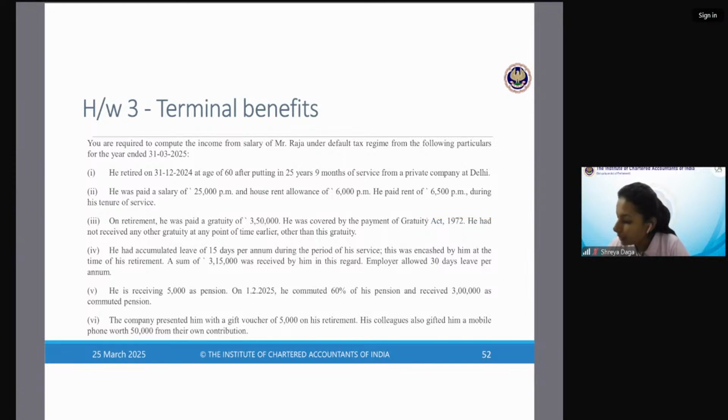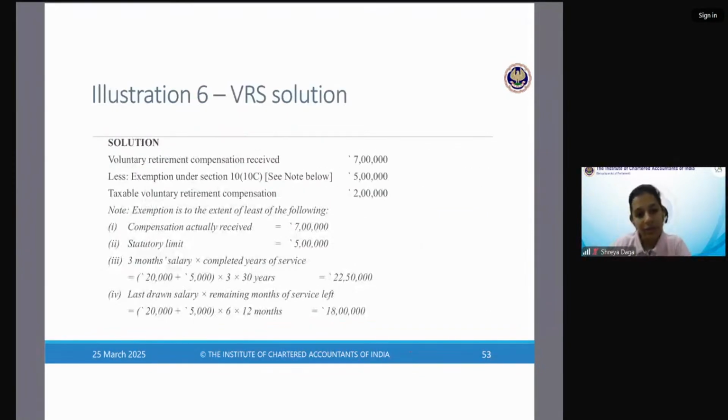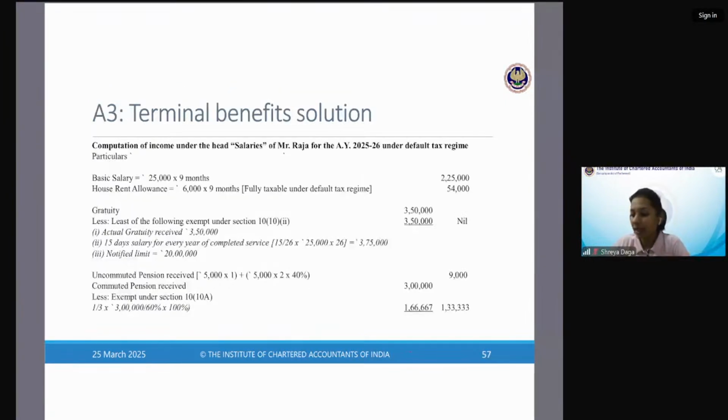Ma'am, if it would be a gift from a relative, then it would be exempt. Yes, this you are saying from the knowledge you may have gained otherwise, but this has also come from income from other sources. A gift from a relative is not taxable. This knowledge is also not salary head knowledge. It is coming from income from other sources. When you do that chapter, you will understand. Okay. So this is the solution.